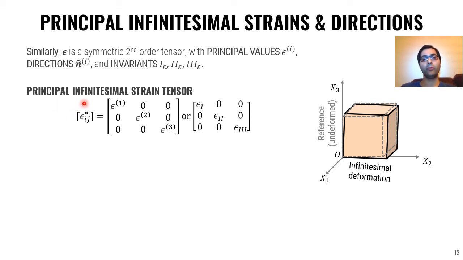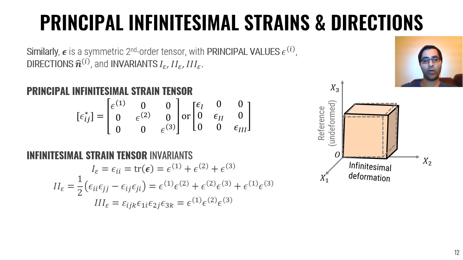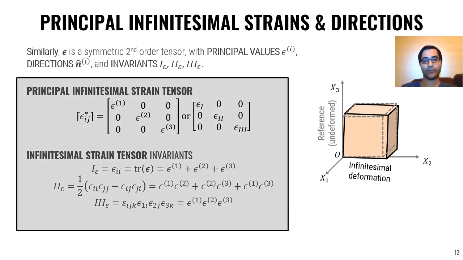The principal infinitesimal strain tensor becomes a diagonal tensor with epsilon 1, epsilon 2, and epsilon 3 as the diagonal elements, and the invariants in terms of the principal strain values are these, basically similar to the case of a stress tensor.